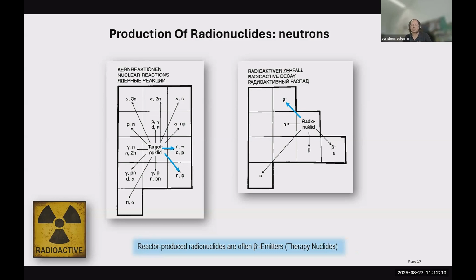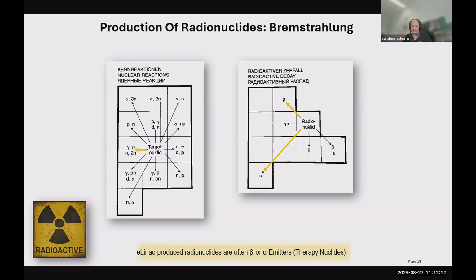Predominantly the N-gamma reaction, which is the one to the right, that's the higher fluxes. The NP reaction is what they call fast neutrons. The N-gamma reaction is what they call thermal neutrons. And that then produces a radionuclide, which is on the right, which then emits predominantly your beta emission.